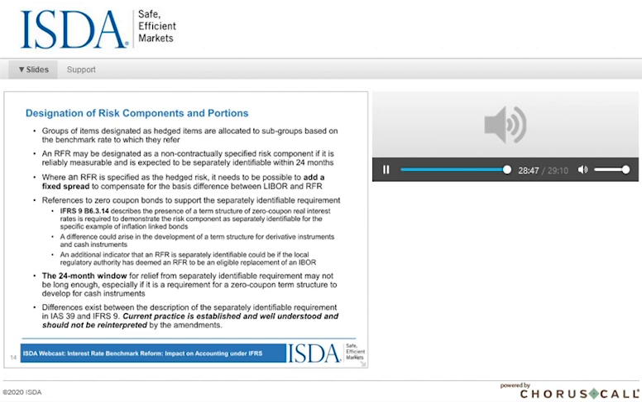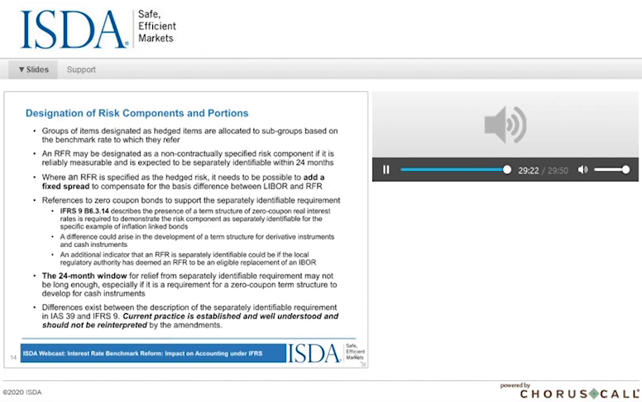No relief is provided from the requirement for the risk component to be reliably measurable throughout the life of the hedging relationship, and any hedge ineffectiveness would be recognised in profit and loss as normal. The relief only applies for uncertainty arising directly from IBOR reform as to whether an RFR risk component is separately identifiable. The relief is not available for hedging relationships where there is uncertainty whether the risk component is separately identifiable, but the uncertainty is not as a direct result of IBOR reform.